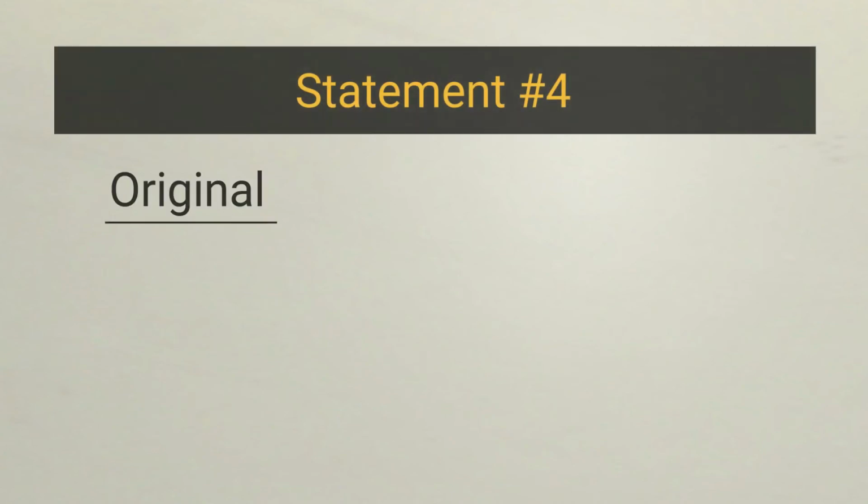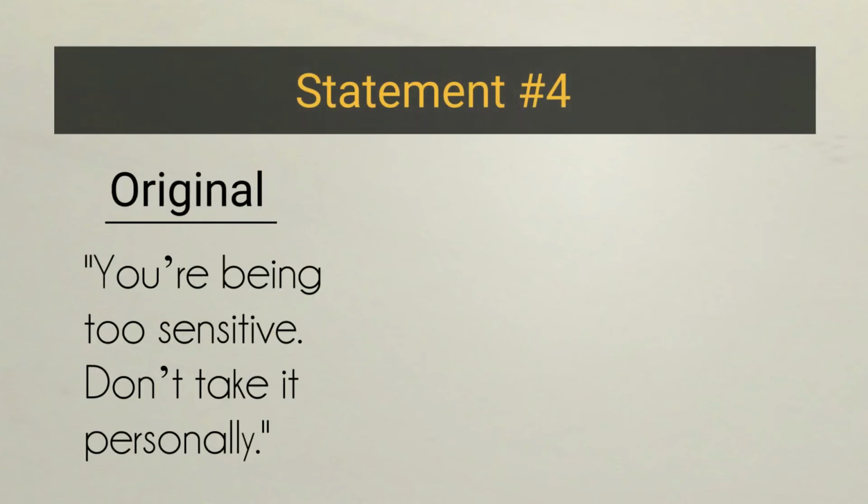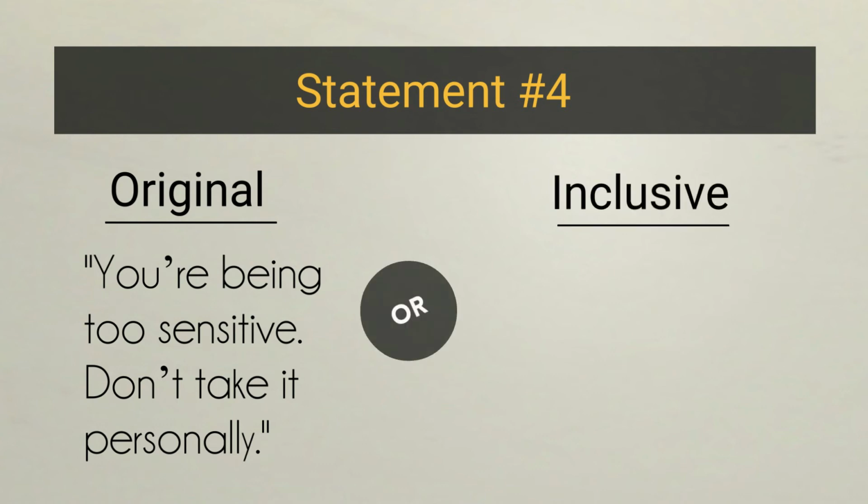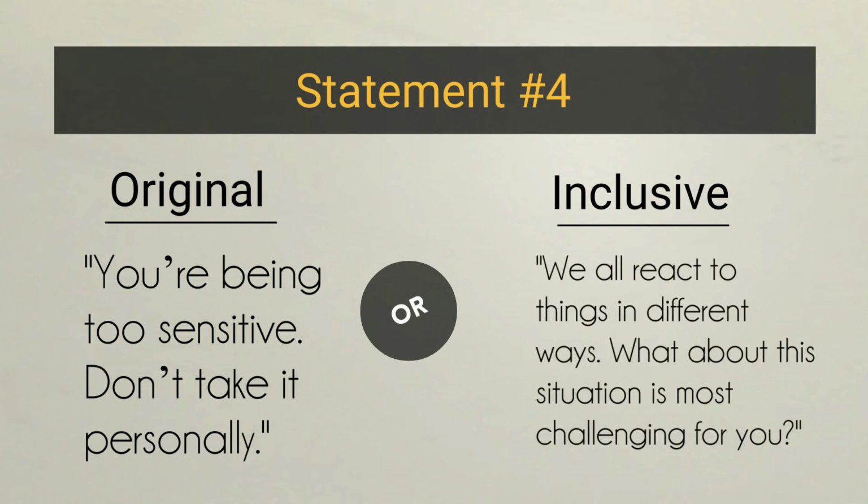Here is the next statement. "You're being too sensitive. Don't take it personally." Pause the video and try to rewrite this statement. This could really come across as though a person's feelings are invalid. Each person is entitled to their own feelings, and each person has a unique lens for their experiences. An example of how this could be rewritten is, "We all react to things in different ways. What about this situation is most challenging for you?"